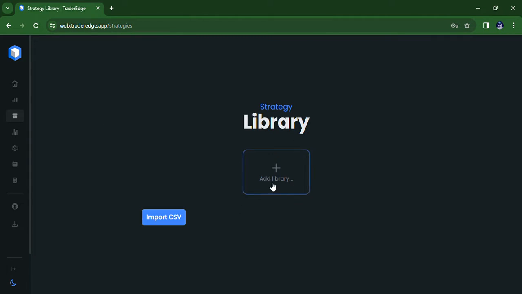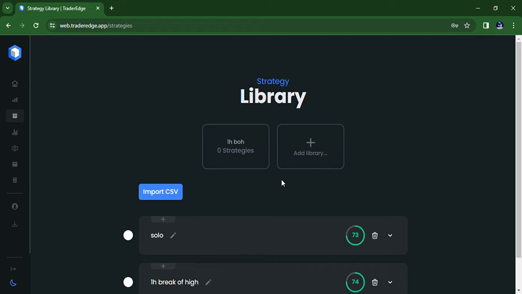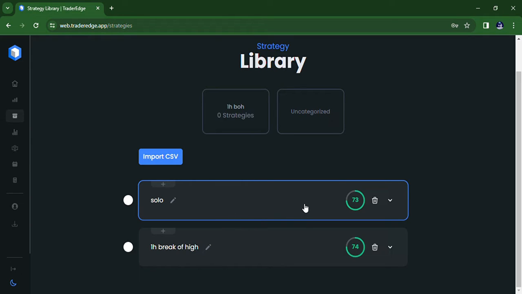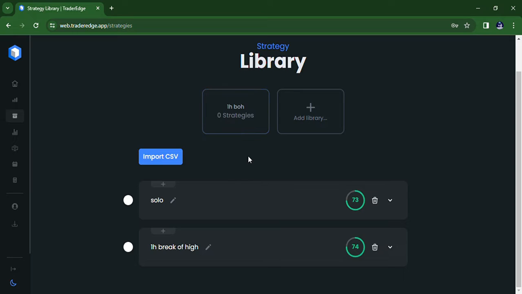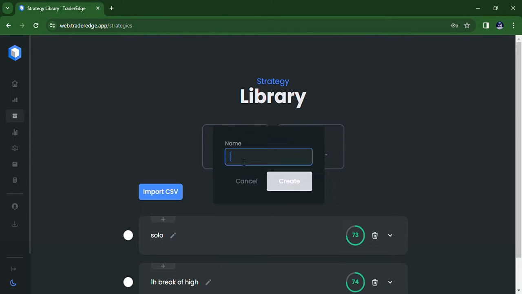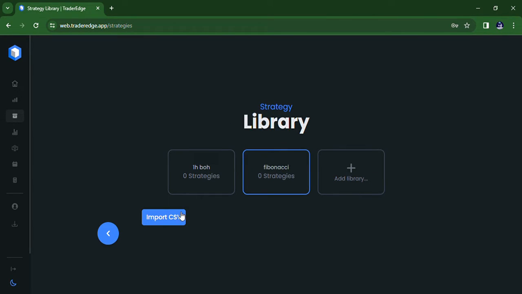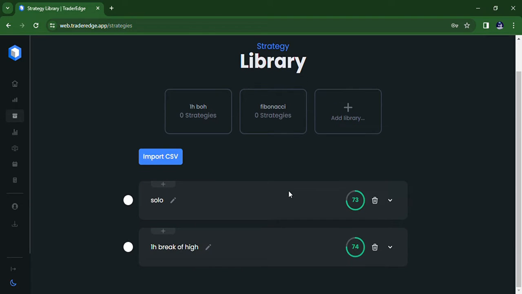Now here is the strategy library. I personally use many strategies, so I have created them here. You can name a strategy as you want, and you can backtest according to it. So this is one strategy, this is another strategy, and you can create one by simply adding here. You can add the name of the strategy. Suppose you use a Fibonacci strategy, you can save it, create it, and as soon as you want to backtest it, just click on it.